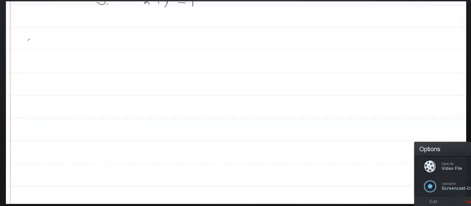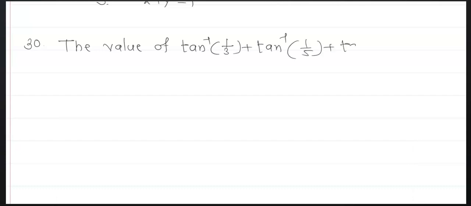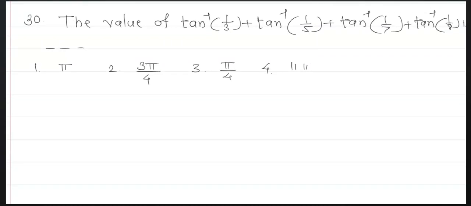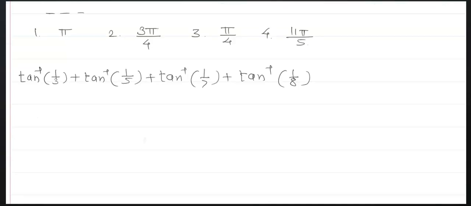Now next is the value of tan inverse of 1 upon 3, plus tan inverse of 1 upon 5, plus tan inverse of 1 upon 7, plus tan inverse of 1 upon 8. The options are pi, 3 pi by 4, 5 pi by 4, and 11 pi by 5. Tan inverse of 1 by 3, tan inverse of 1 upon 5, tan inverse of 1 upon 7, tan inverse of 1 upon 8.